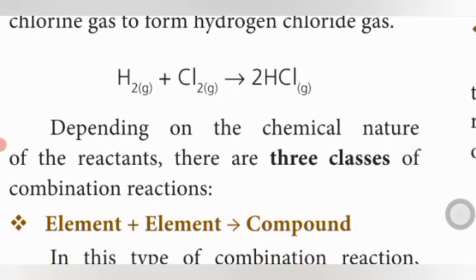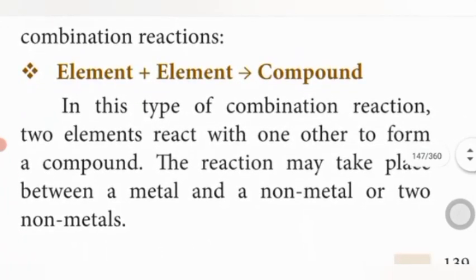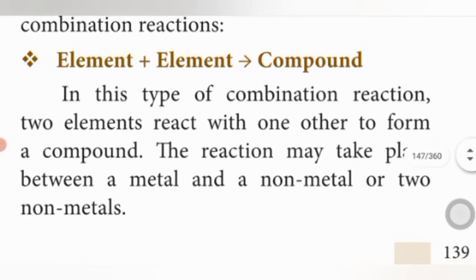Depending on the chemical nature of the reactants, there are three classes of combination reaction. The first class is element plus element gives compound. In this type of combination reaction, two elements react with one another to form a compound. The reaction may take place between a metal and a non-metal, or between two metals.